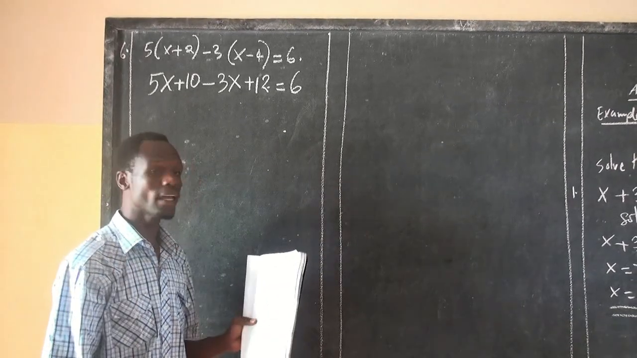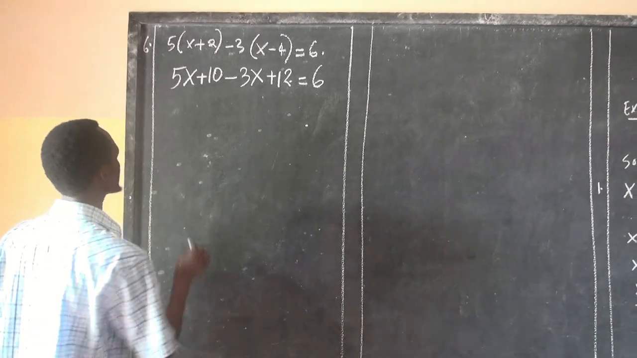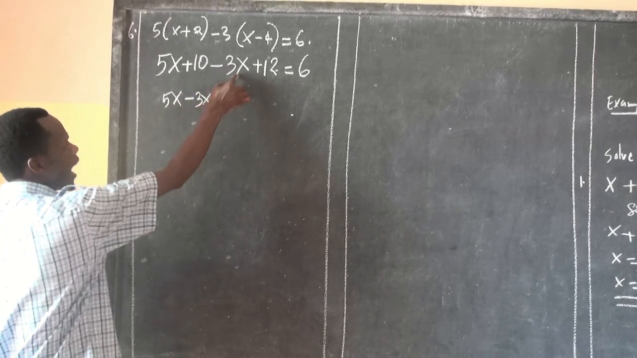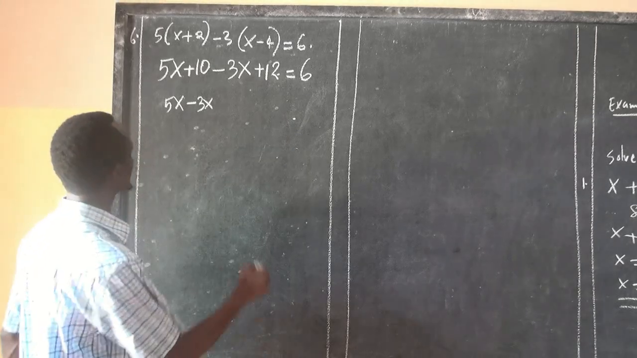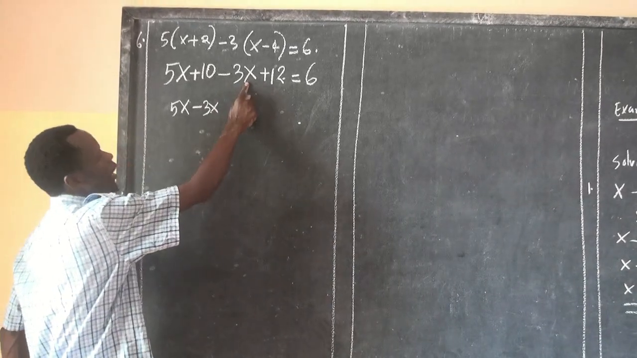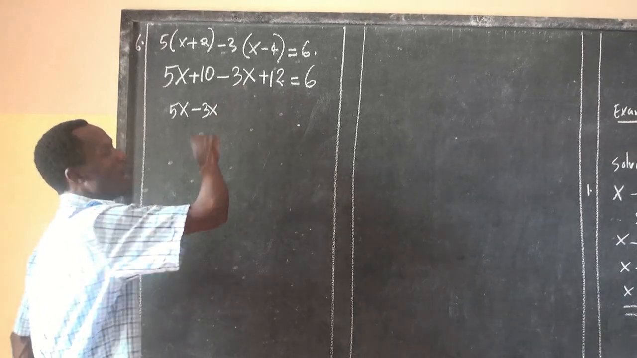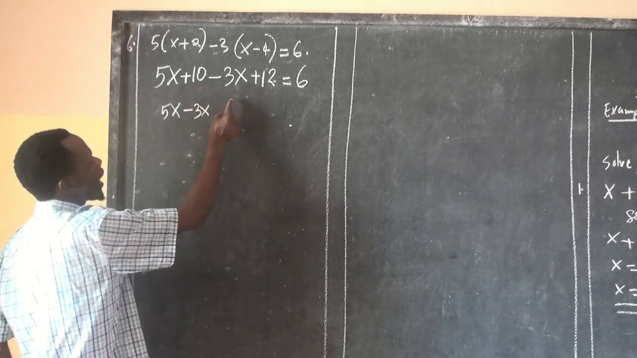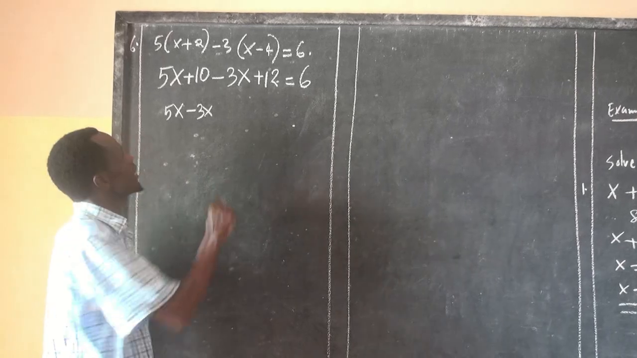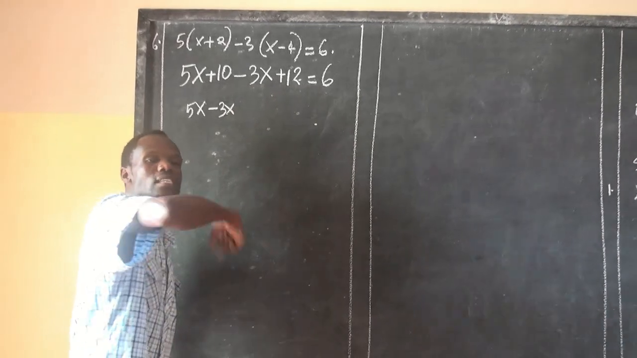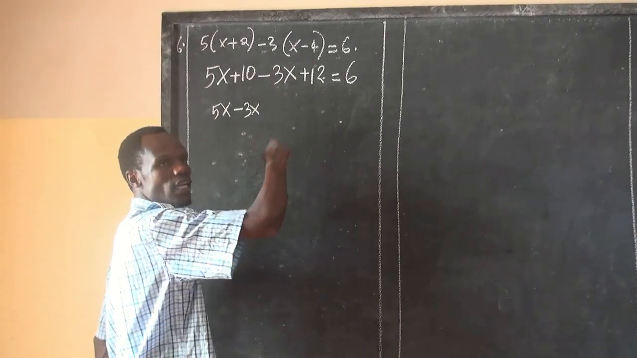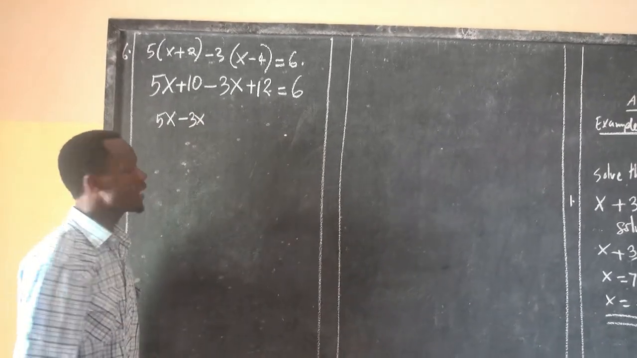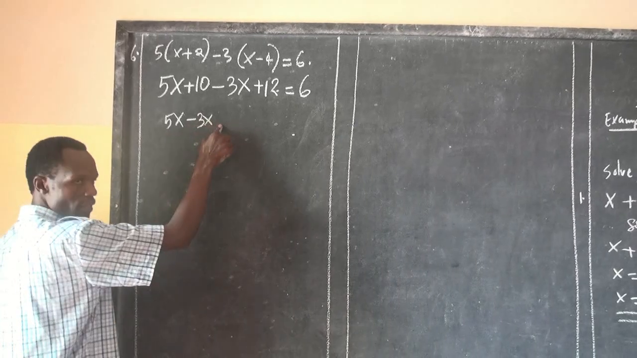Tunakusanya mitajo ambayo inafanyaje? Inafanana. Now collecting the like terms, you have 5x minus 3x. Why have I not changed the sign? Kwa nini sijabadilisha the negative 3? Because I have not taken it from one side to the other side. It is still on the same side, and that's why I have not changed it. Don't ever change the sign when you have not shifted the number from one side to another. If it is still on the same side, you have to leave it as it is. And that's why I have left it as negative 3x.